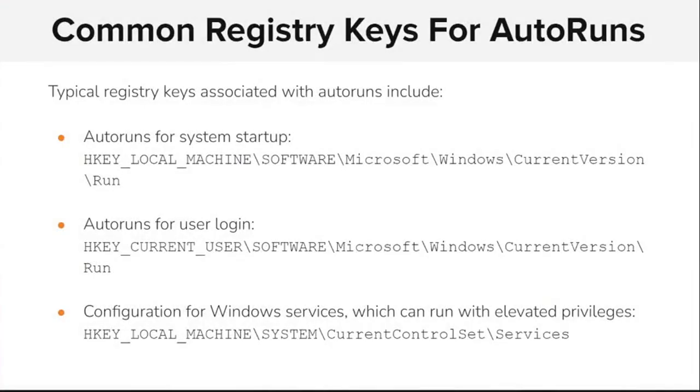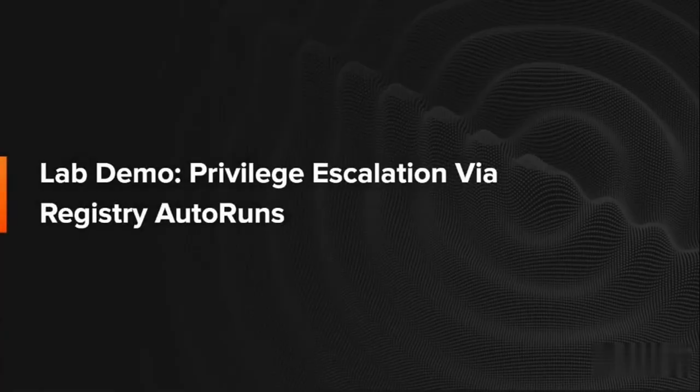Now, in terms of the registry keys for the autoruns that I just pointed out, this is where they can typically be found. The autoruns for system startup are found under HKEY_LOCAL_MACHINE, Software, Microsoft, Windows, CurrentVersion, Run. For user logins, they're under HKEY_CURRENT_USER, not local machine. And for Windows services, which can run with elevated privileges, those are typically found under HKEY_LOCAL_MACHINE, SYSTEM, CurrentControlSet, Services. With that being said, this video has a lab associated with it, and it's going to be the lab just below this video.